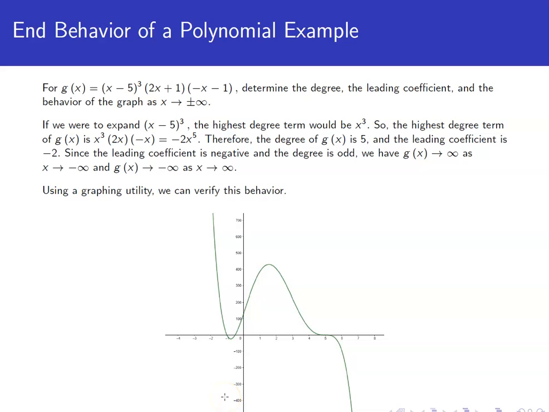In this example, we're going to investigate the end behavior of a polynomial. So we're given the function g of x equals (x minus 5) cubed times (2x plus 1) times the opposite of x minus 1, so (x minus 5)^3 (2x + 1)(-x + 1)... and we're asked to determine the degree, the leading coefficient, and the behavior of the graph as x approaches positive and negative infinity.